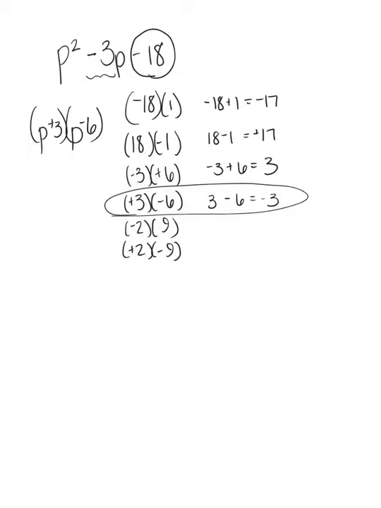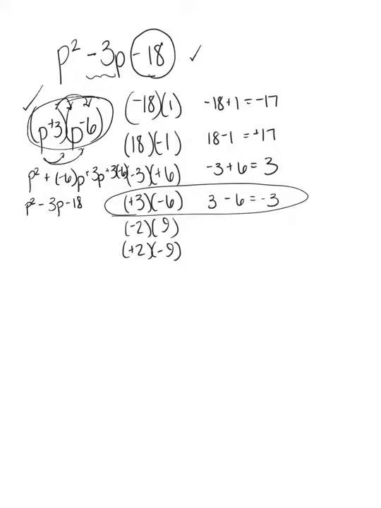I could check this by using FOIL. P squared plus negative 6 times p. Protect your negatives with parentheses, guys. This is a negative 6 times p. And then my inner, I'm going to do 3p. And 3 times a negative 6. So I get p squared minus 3p minus 18, which is what I had up here, so this is indeed correct. Why don't you try doing one on your own?